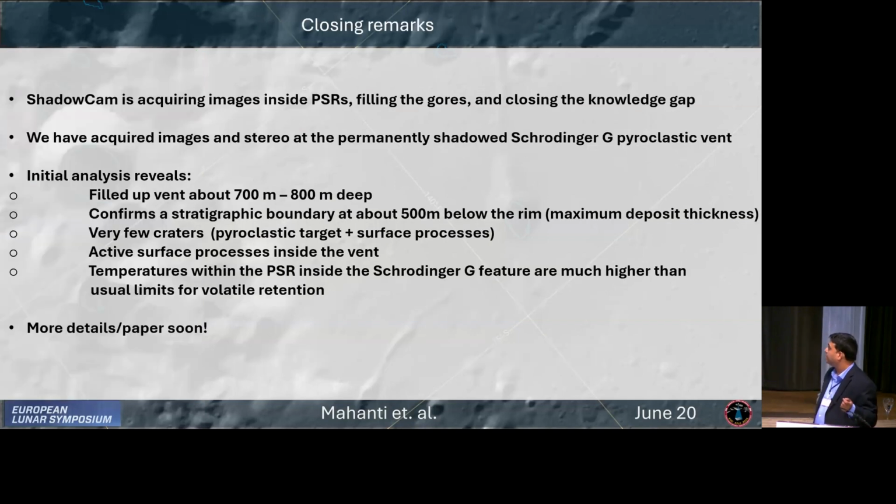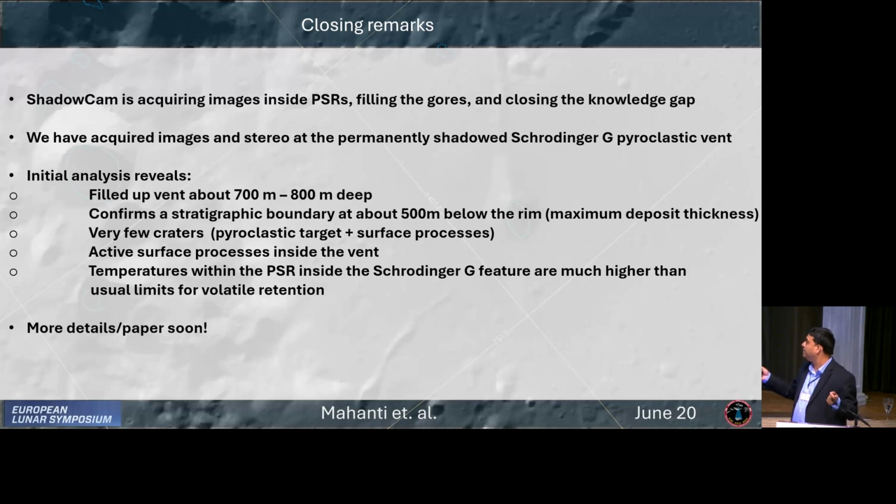So, closing remarks: ShadowCam is acquiring images inside PSRs. We are filling the gaps and closing the knowledge gap. We have acquired images and stereo at the permanently shadowed Schrödinger G pyroclastic vent. Our initial analysis reveals it's a filled-up vent about 700 to 800 meters deep. It confirms a stratigraphic boundary at about 500 meters. It has very few craters because of the pyroclastic target and the active surface processes.